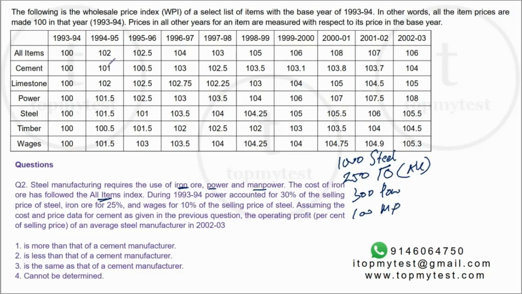Now iron ore goes as all items price, so 100 became 106, so 250 will become 2.5 times this. So double of this will be 212, half of this will be 53, so 265. This will become 265. Okay, power 3 times this. 3 times this will be 324. And manpower, wages, sorry, this is wages, right? Wages is 105.3, it stays here. Okay, what does steel become? From 1000 it will become 1055.